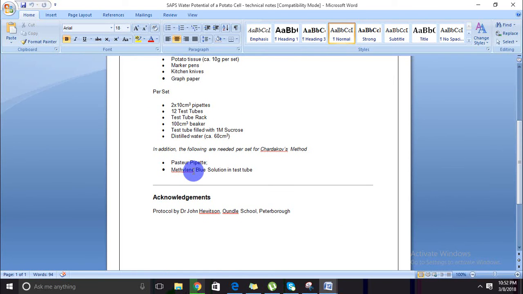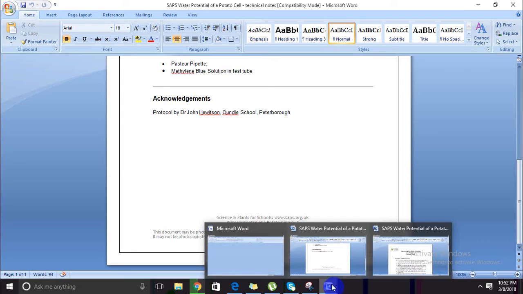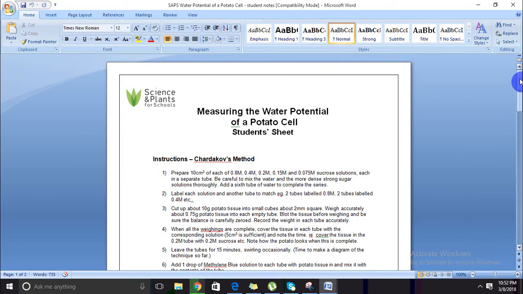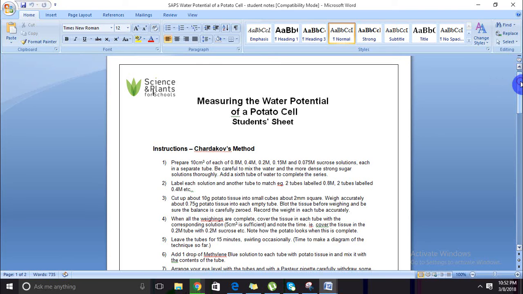Methylene blue solution in test tube and Pasteur pipette. So instructions: prepare 10 centimeter cube each of 0.8 molar, 0.4 molar, 0.2 molar, 0.15 molar and 0.075 molar sucrose solutions each in a separate tube. Be careful to mix the water and the more dense sugar solution thoroughly. Add a 6th tube of water to complete the series.